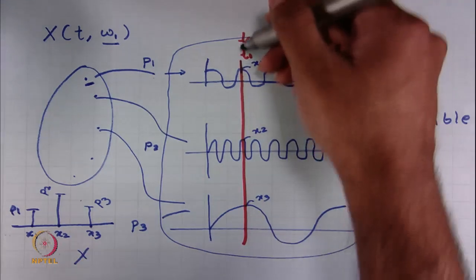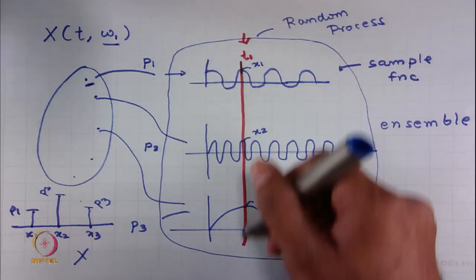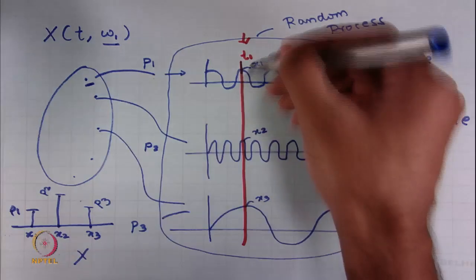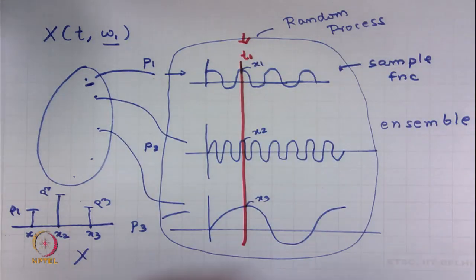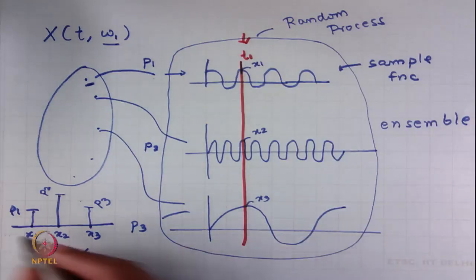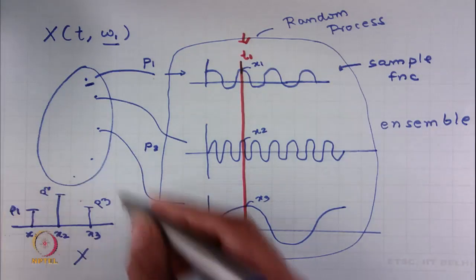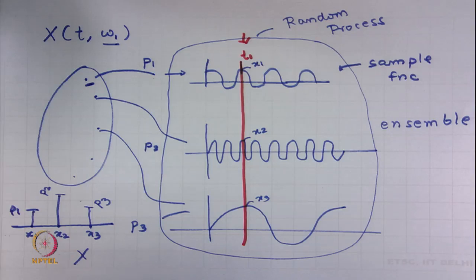So, if I investigate this thing at a particular time instance, I can collect various numerical values, and to each numerical value I can assign a probability and I can construct a probability mass function. So, this is nothing but, if I investigate this random process at a specific time instance, a random variable.